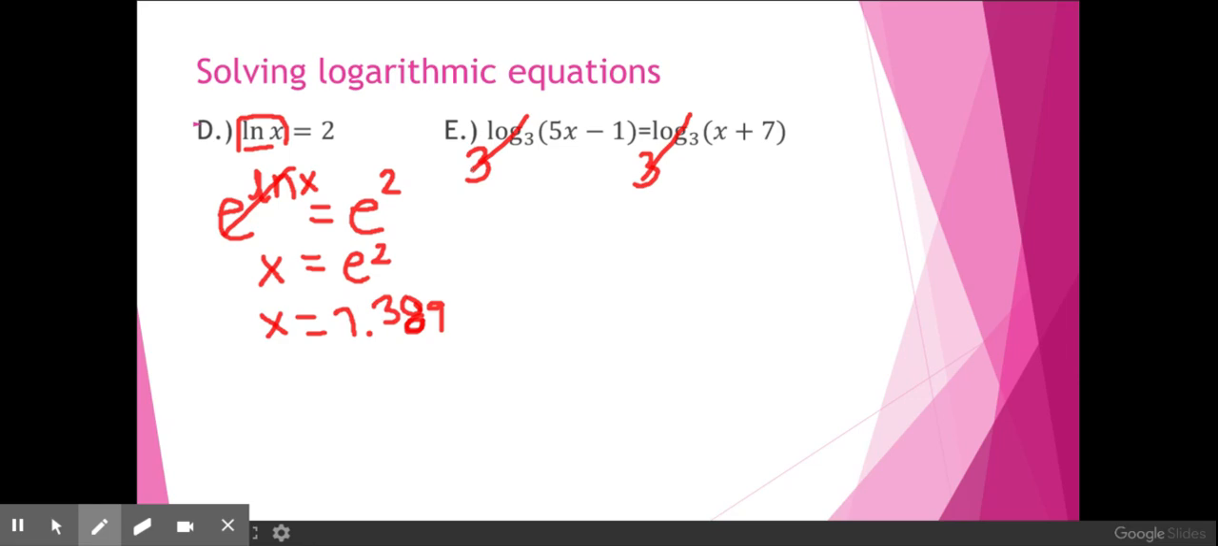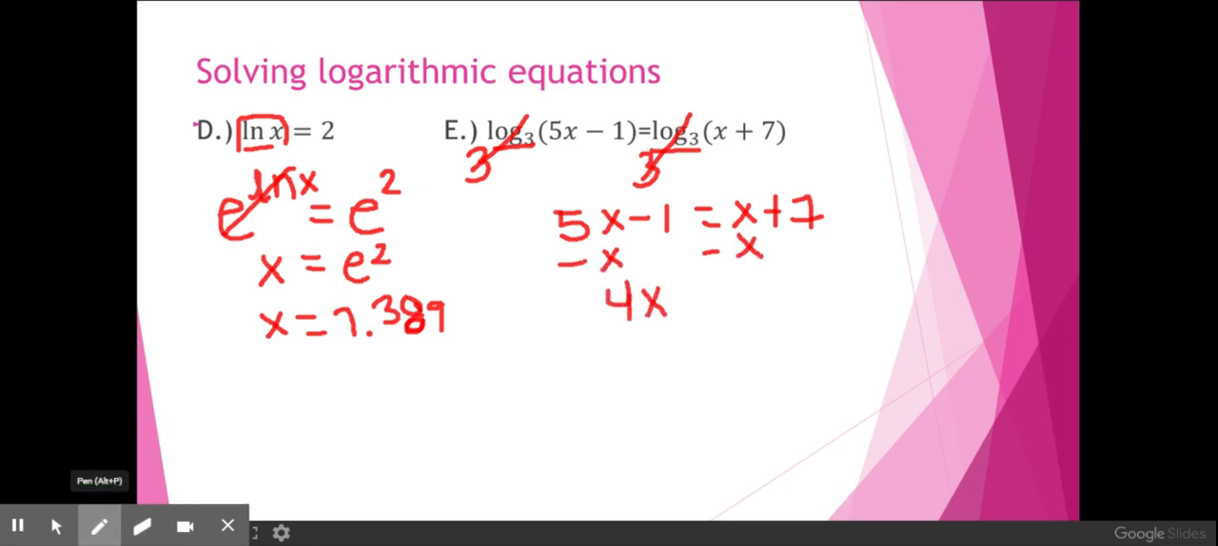Or if you know the identity, you know that if the log on both sides of the equal sign has the same base, these parts are automatically equal. So 5x minus 1 equals x plus 7. So this actually proves why this whole thing works, why this must equal this if the bases are the same. Because if you exponentiate both with that base, it's going to cancel out both of them. And now you solve this like a regular equation. So subtract x from both sides.